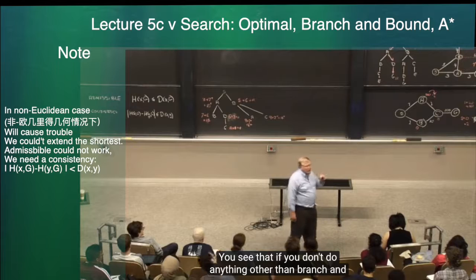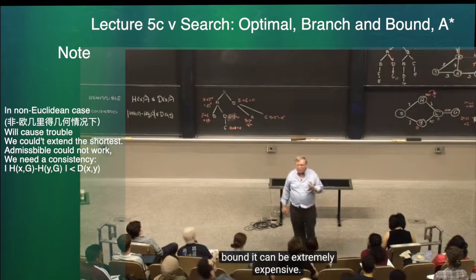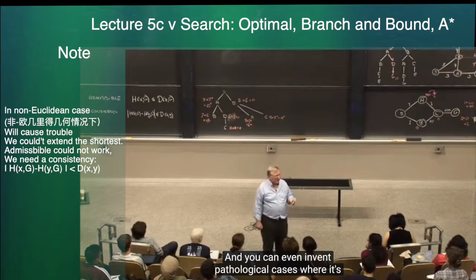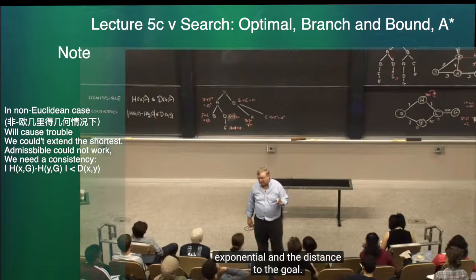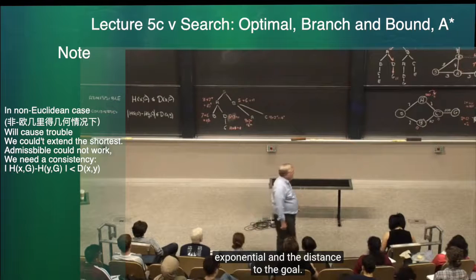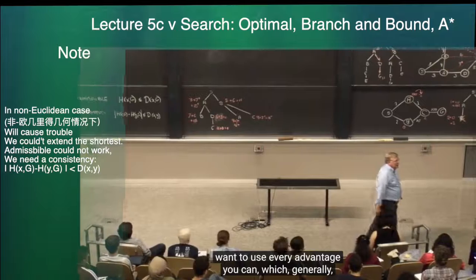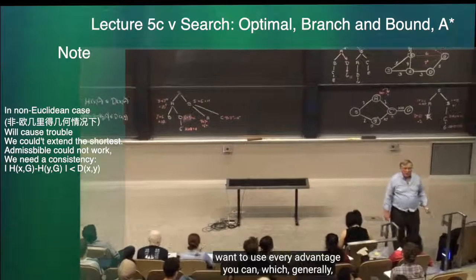You see that if you don't do anything other than branch and bound, it can be extremely expensive. And you can even invent pathological cases where it's exponential in the distance to the goal. So because it can be so computationally horrible, you want to use every advantage you can, which generally involves using an extended list.